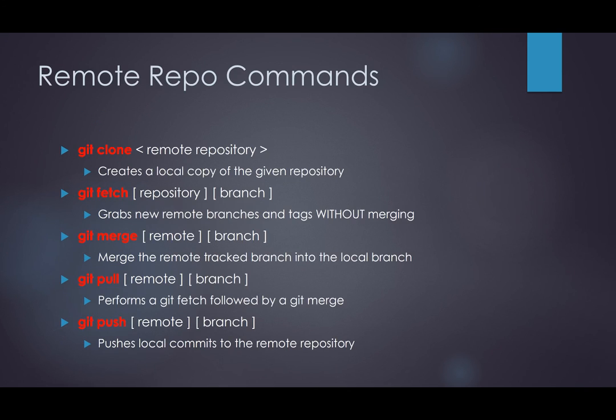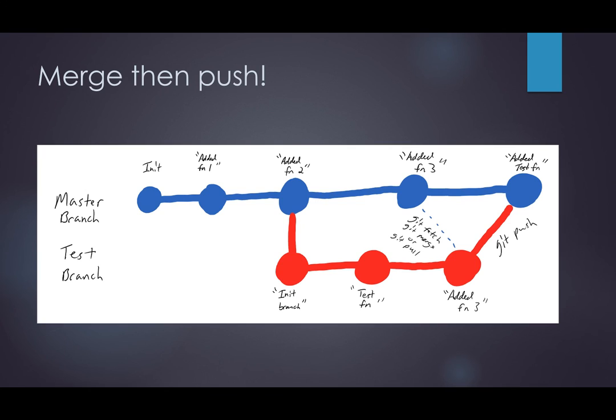So these commands are specific to remote repositories. git clone will copy a repository. You give it a URL, and it'll copy that remote repository onto your local machine. git fetch grabs new remote branches and tags without merging. So in that prior example I did back here, if you did a git fetch first, it would just tell you that, oh, there's a new function 3 in the master branch that you don't have locally.